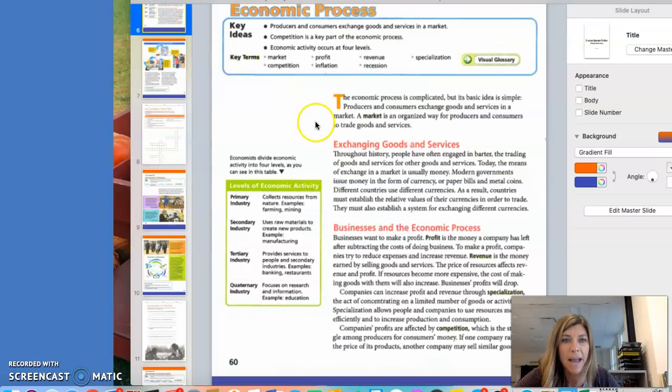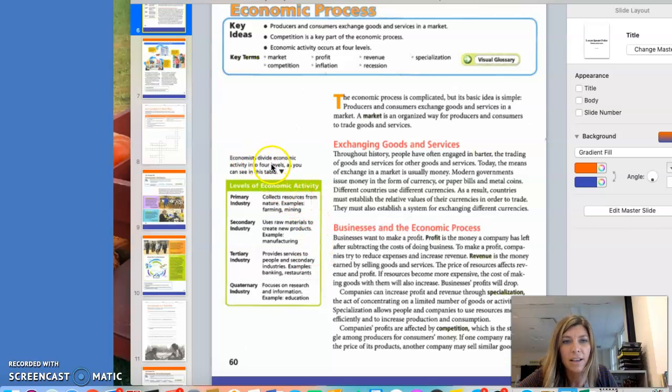Okay, so coming back to here, this is the levels of economic activity. We've got primary industry, which collects resources from nature, for example, farming and mining. We've got secondary industry, which uses raw materials to create new products, for example, manufacturing. We've got tertiary industry, which provides services to people in secondary industries. Examples would be banking or restaurants. And quaternary industry focuses on research and information, for example, education.